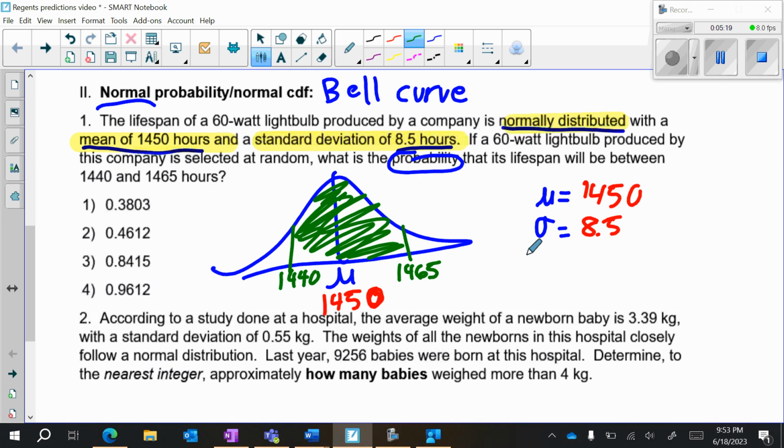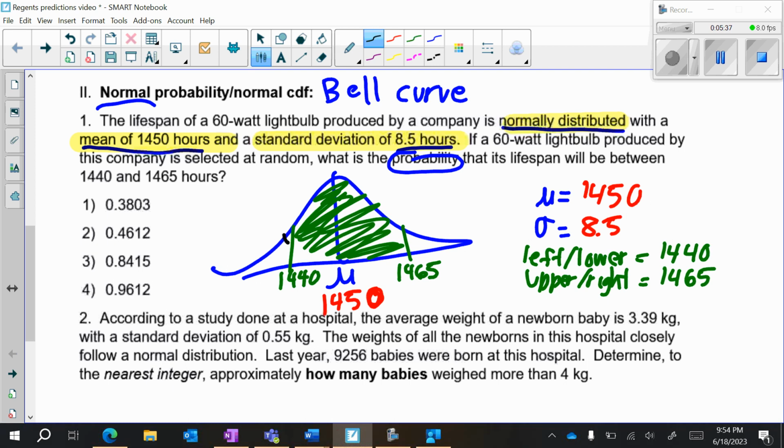Once you do that, then on the side, you want to write down the lower bound, which is the left bound of your area, and the upper bound, which is the right bound of your area, and the mean and the standard deviation, okay? So the lower bound was 1440, the upper bound was 1465. So left to right, low to high. The mean was 1450 and the standard deviation was 8.5.